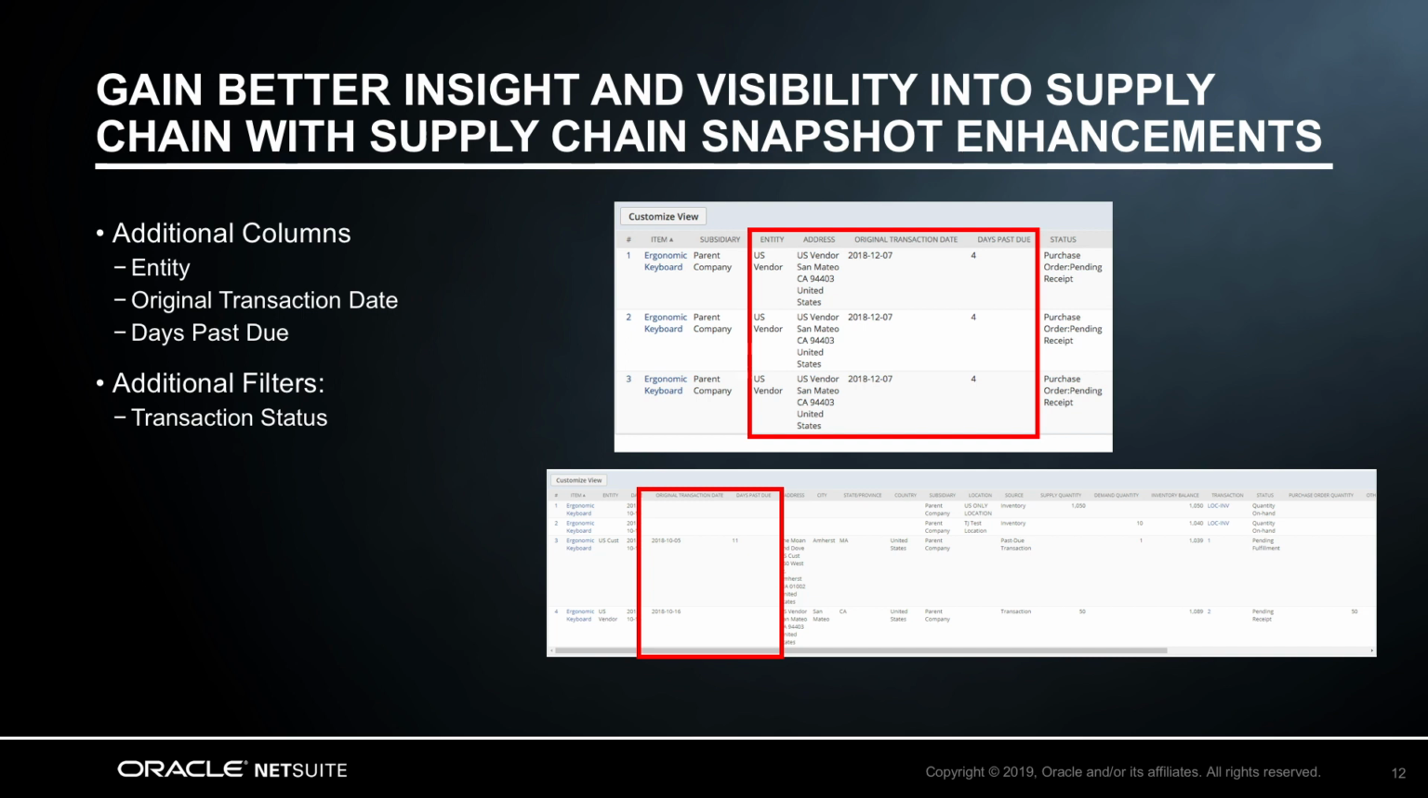Multi-subsidiary businesses will be able to add the entity to the columns list to easily identify the related company, while adding the original transaction date and calculated days past due will further enhance customers' ability to quickly act on the information they're receiving.